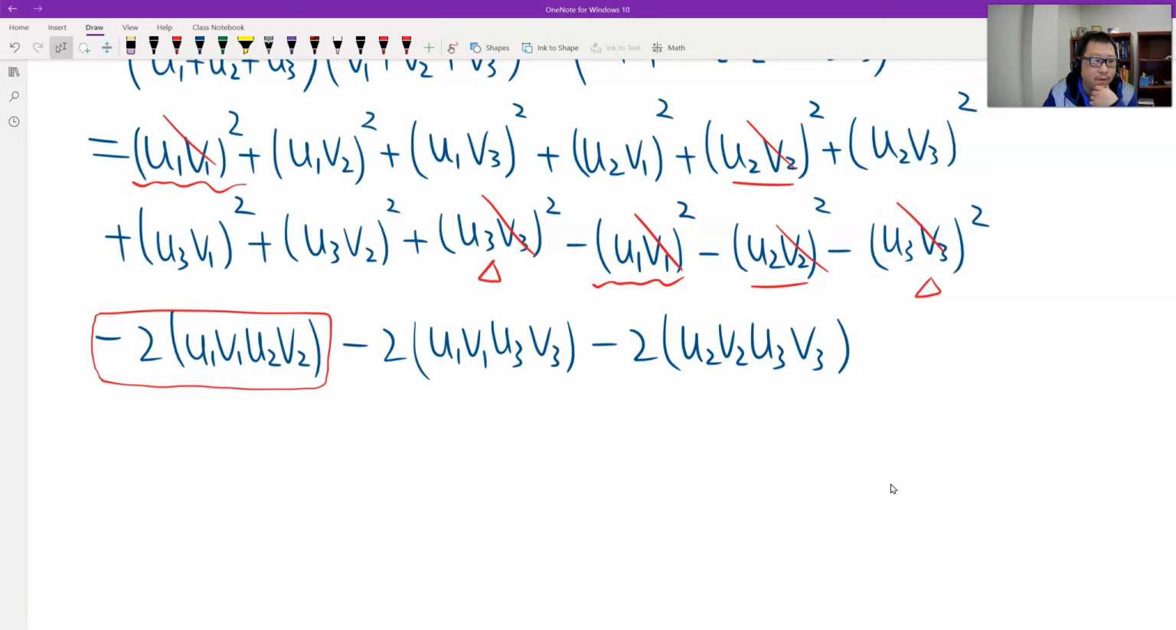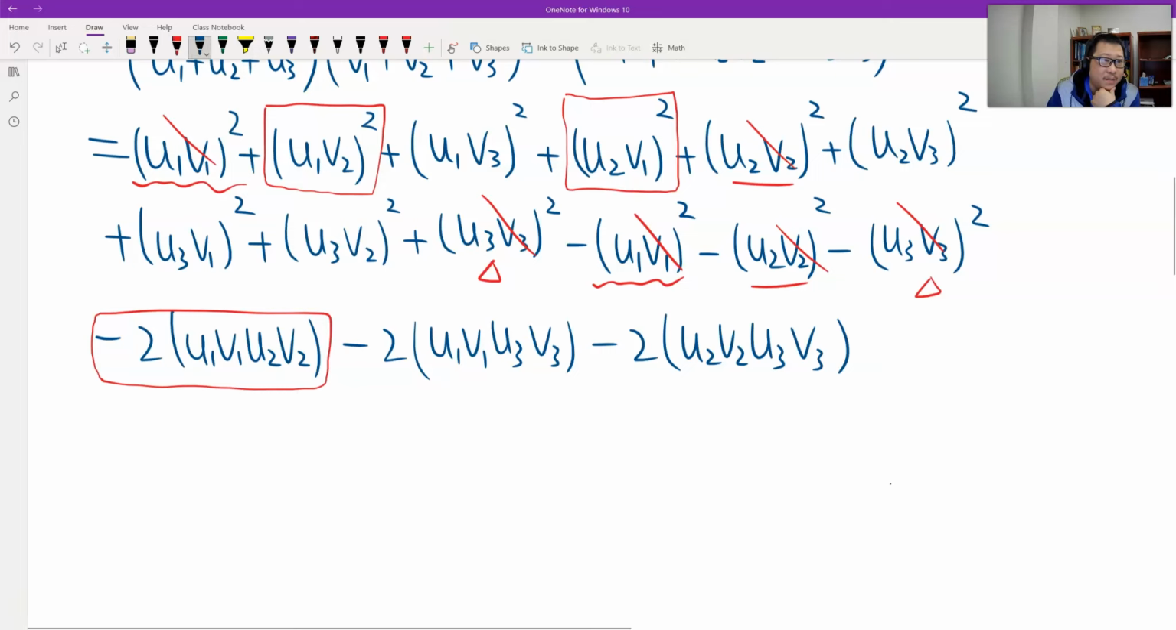u1 v1, no, we don't have a u1 v1, but we do have a u1 v2, right? u1 v2, and then u2 v1. Okay, so good. So you think about this term and this term. Okay, these three terms put together definitely is a perfect square, which is (u1 v2 minus u2 v1) raised to the second power. Makes sense? And then let me just document.